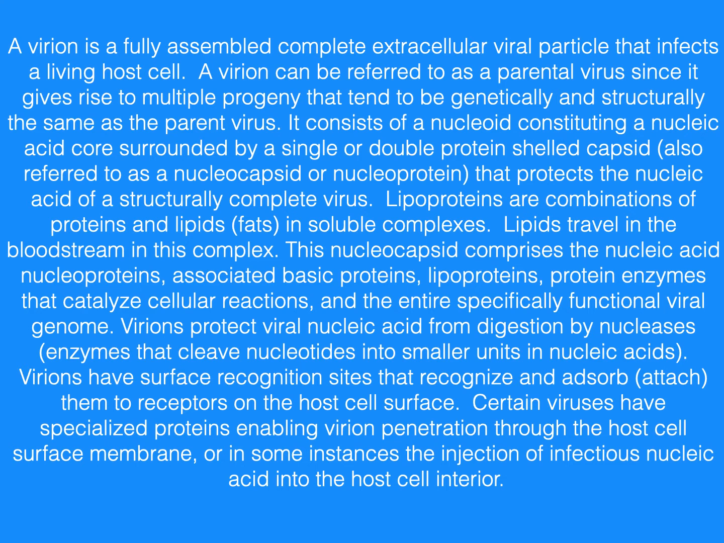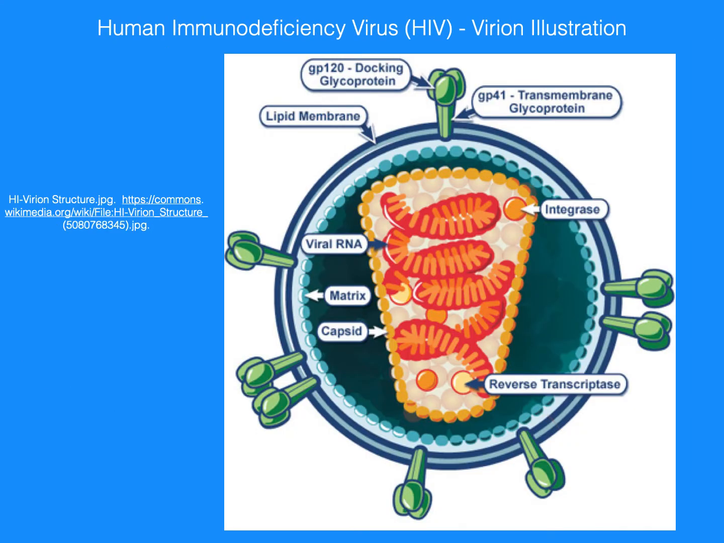Virions have surface recognition sites that recognize and adsorb them to receptors on the host cell surface. Certain viruses have specialized proteins enabling virion penetration through the host cell surface membrane, or in some instances, the injection of infectious nucleic acid into the host cell interior. Human Immunodeficiency Virus HIV Virion illustration.